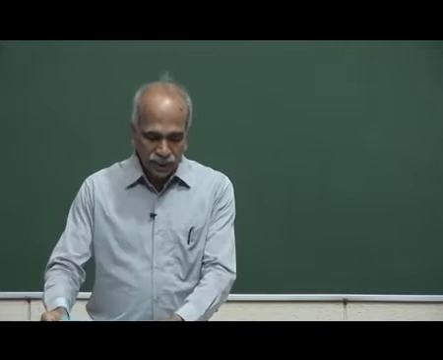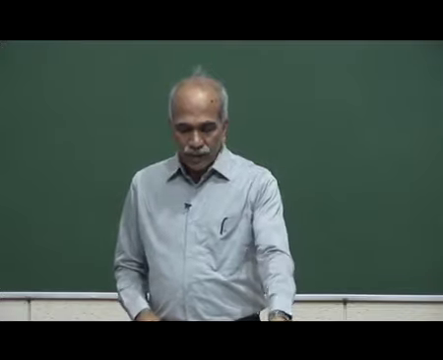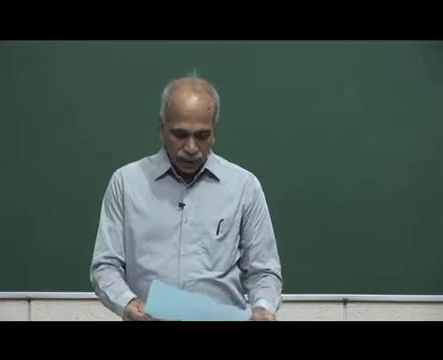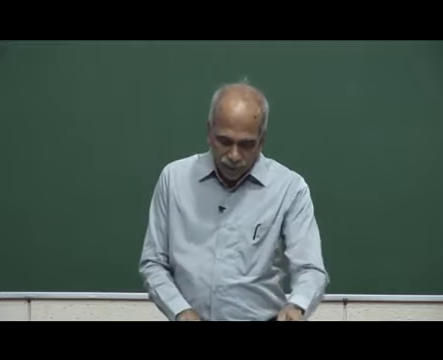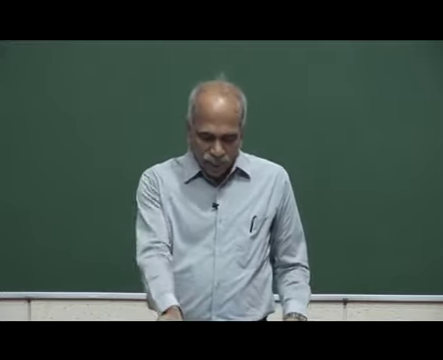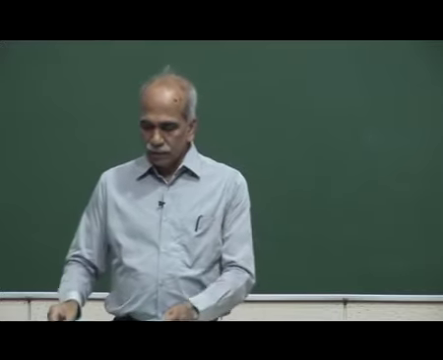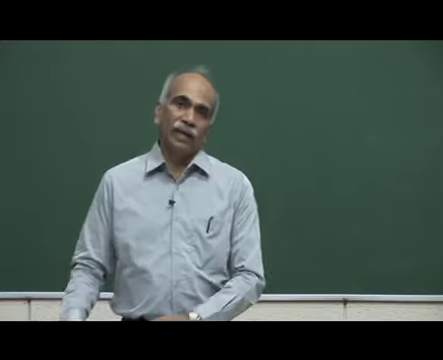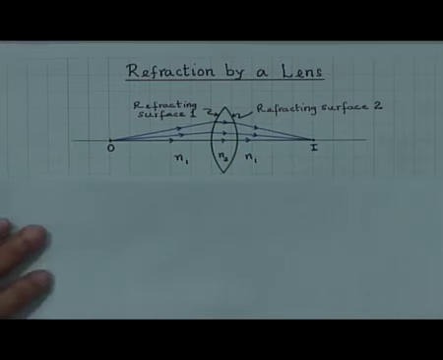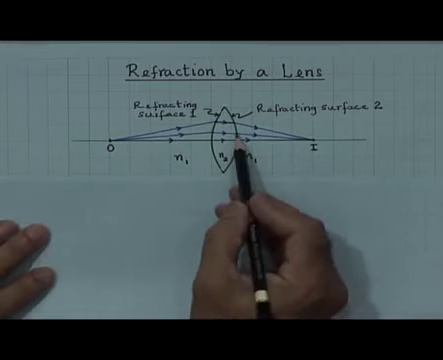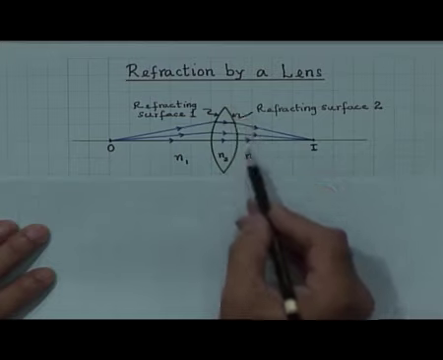So, let us proceed further. After a single interface, now let us go to refraction by a lens. So, here we have refraction by a lens. Now, let us look at the refraction first and then come back to the lens. So, here is the lens, a biconvex lens.